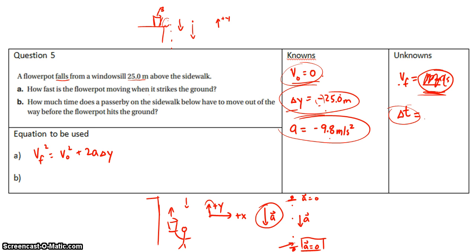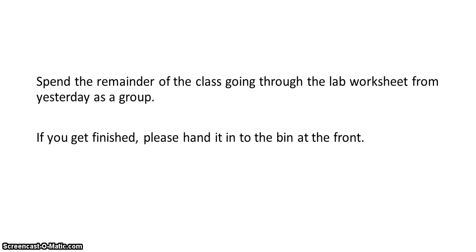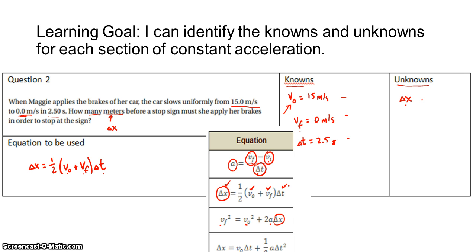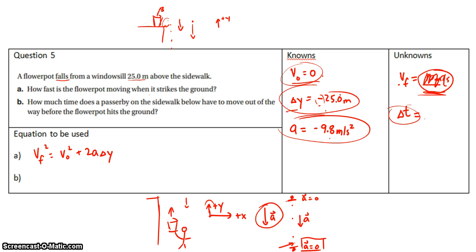So 1, 2, 3: V initial, y, a, and t. So it's going to be this equation: delta y is equal to v naught delta t plus 1/2 a delta t squared. And that's all there is to it.